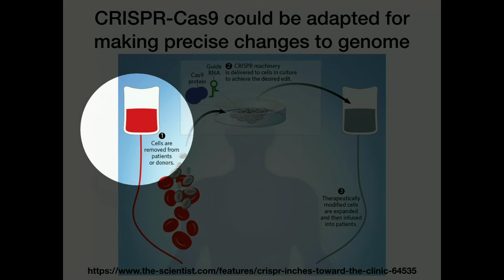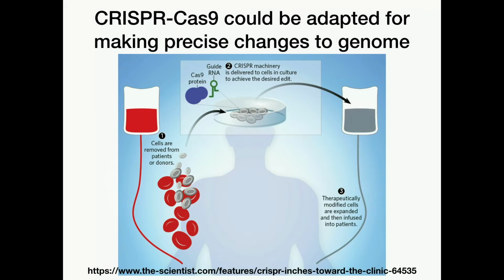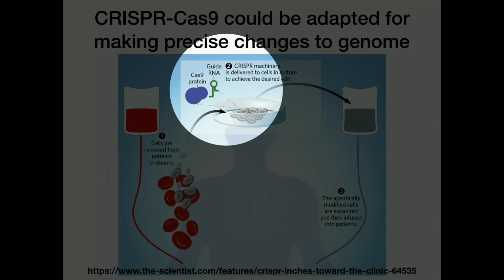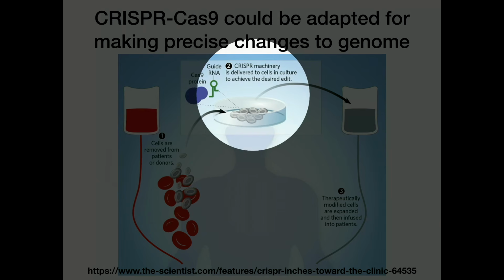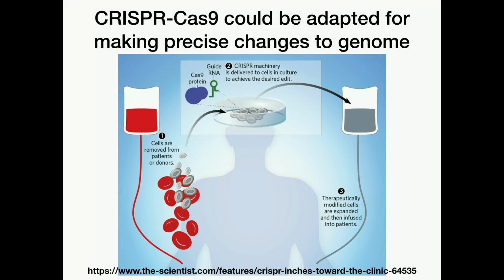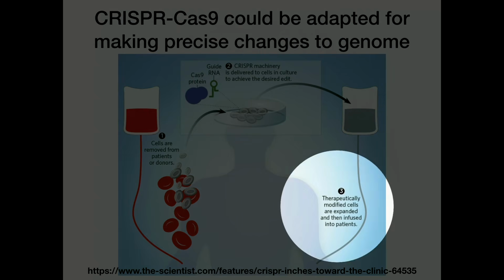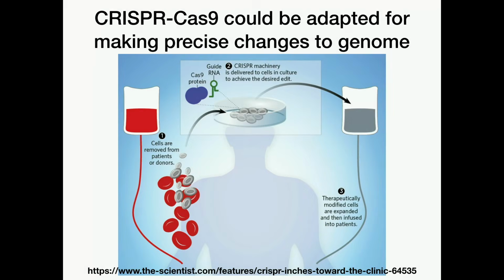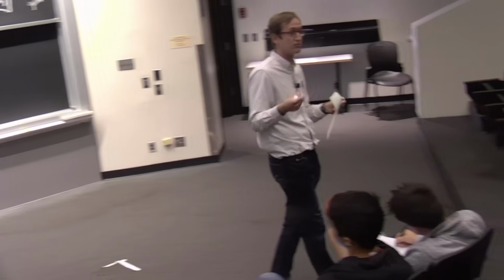You could remove cells, and what might be best are the stem cells from a patient. You could then take those stem cells and use CRISPR-Cas9 in vitro in cell culture to edit that individual's cells to repair the genetic defect. You could then reintroduce those to the patient, where, if they're stem cells, they'd reoccupy the stem cell niche and produce functional blood cells that would essentially cure the individual of the disease.